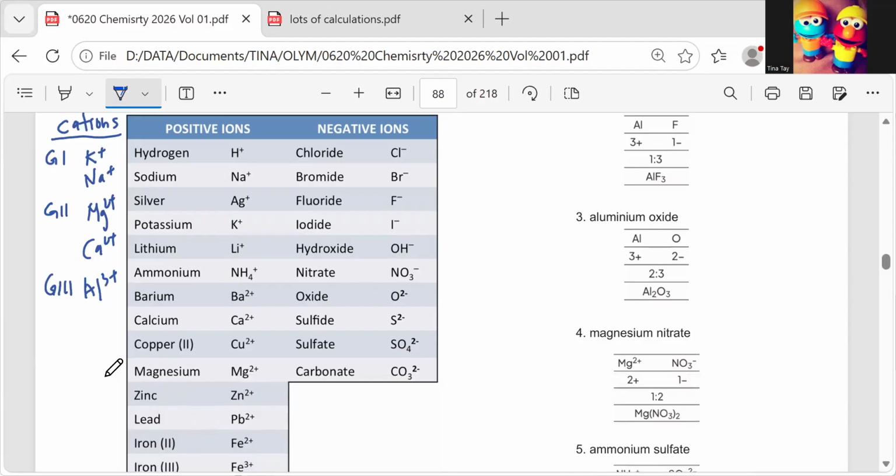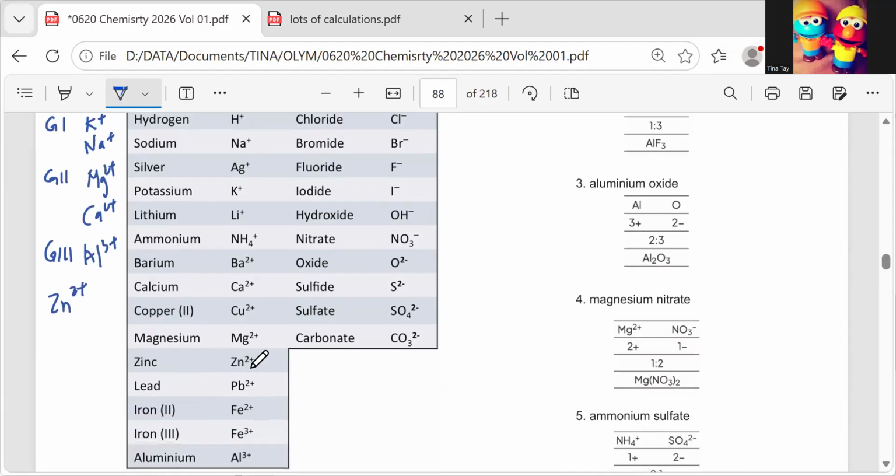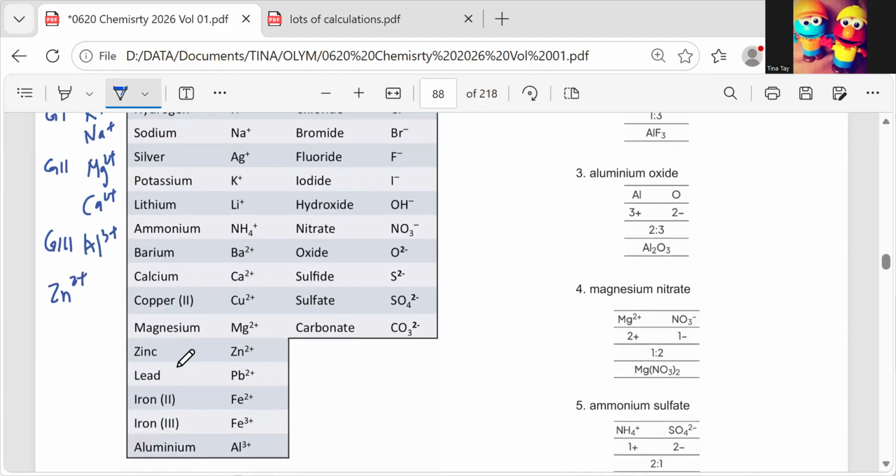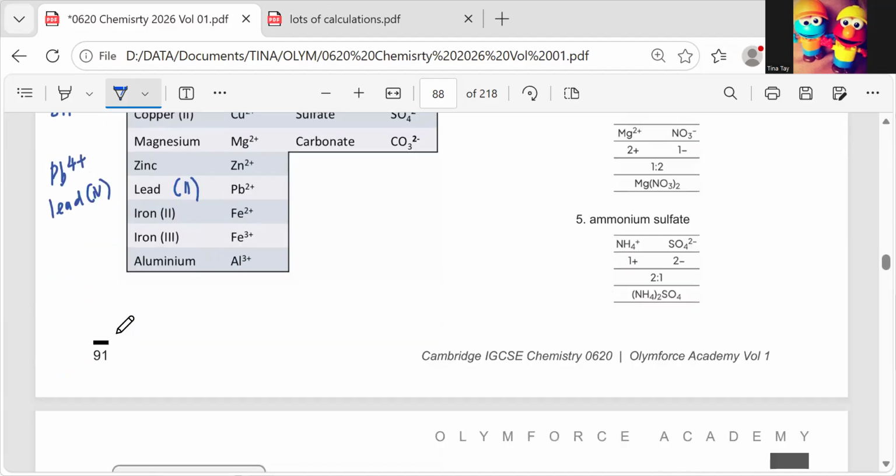So who is in the transition metals? For example, zinc is always 2+. Lead is always 2+. However, there is actually something called lead 2 and lead 4. So can you please put here lead 2? Because there is such a thing as lead 4, so we call it lead 4 ions. This is page 91.